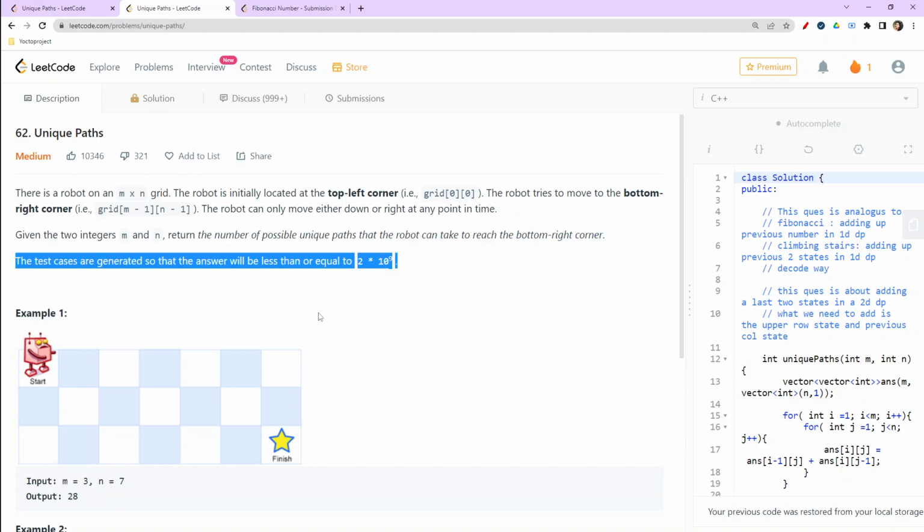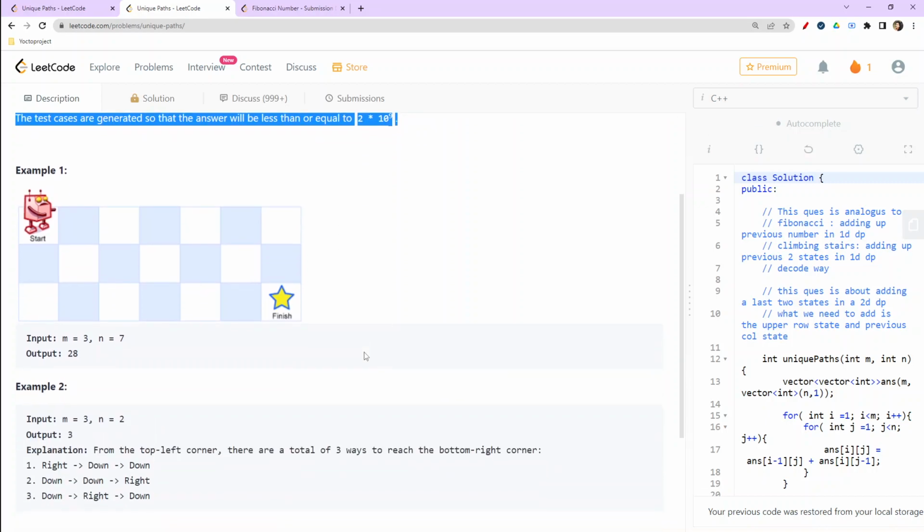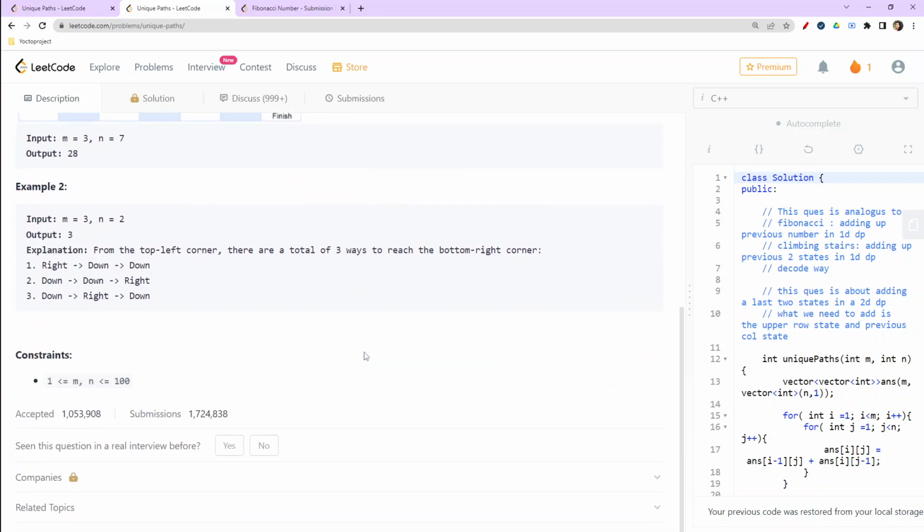And this simply depicts that we can use DP here. And because the constraints are much lower, the answer doesn't exceed 10 raised to power 9. That is what it is meant to depict.